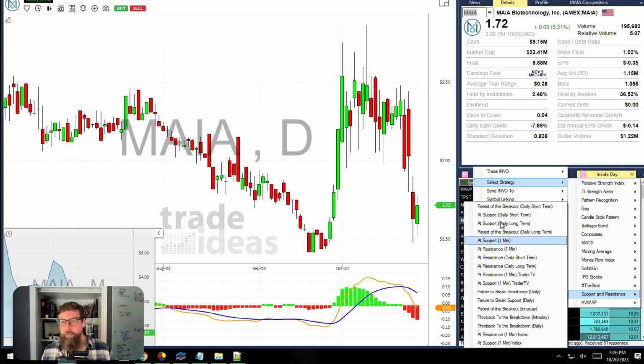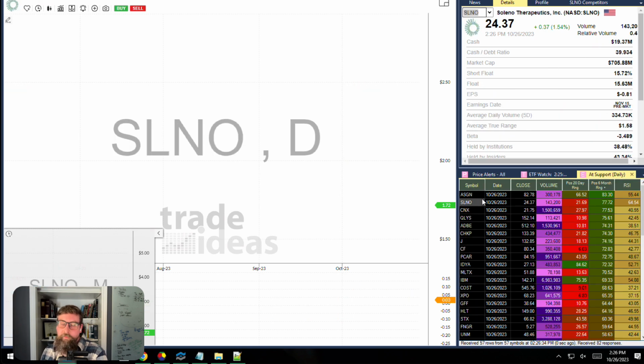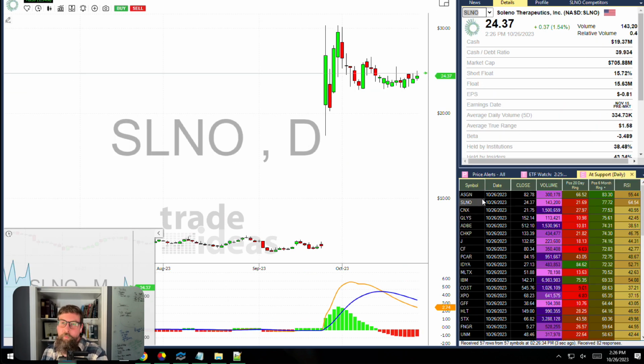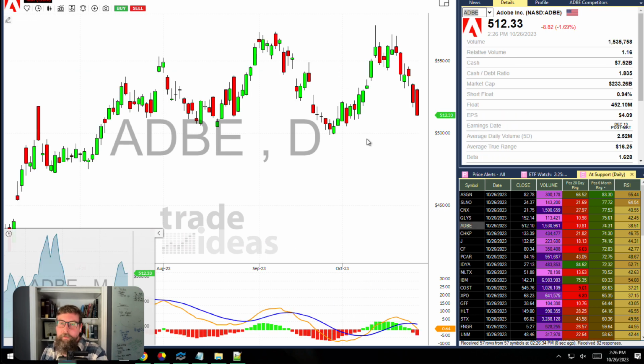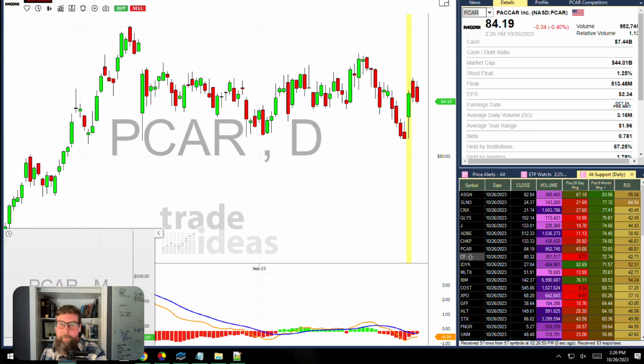My favorite, support and resistance. I'm a very old school trader. I don't use a lot of indicators, but I just want to find stocks that are at support on their daily chart. Where are they? At support, daily short term. This just uses a simple algorithm to detect what is support and what is resistance, and we're going to find stocks that are at that support area. So Adobe is coming into support. You can see it right here, a little bit from there, but it's getting close to that zone. PCAR, pulling into support, a little bit far away from that as well, but getting close.